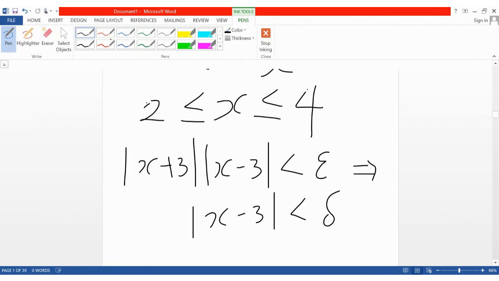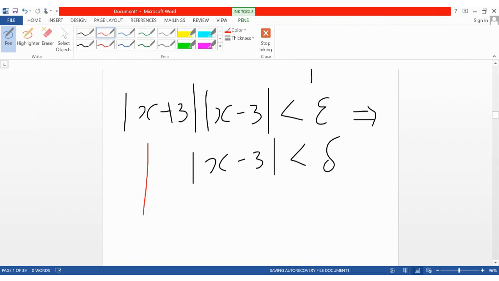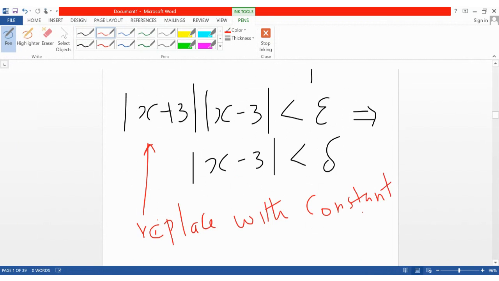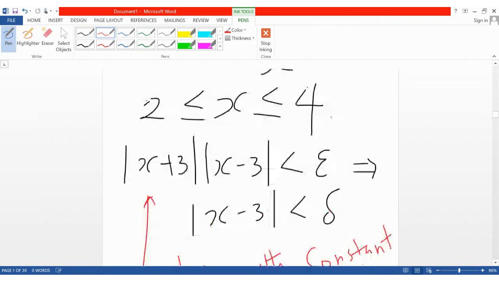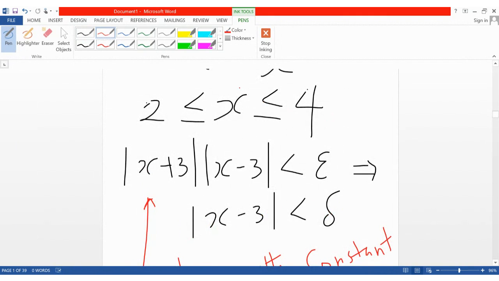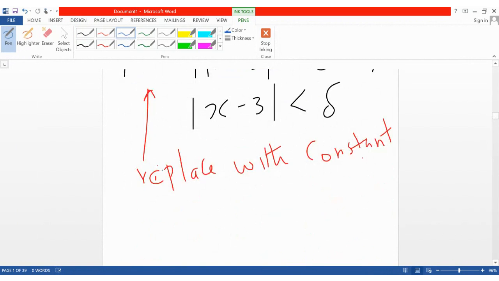We want to replace this with what? The constant. And we have gotten a relationship here. So I'll use this one to assist me now to solve for the magnitude of x plus 3. How do I do that? Check this one out. I have 2 is less than or equal to x, which is less than or equal to 4.